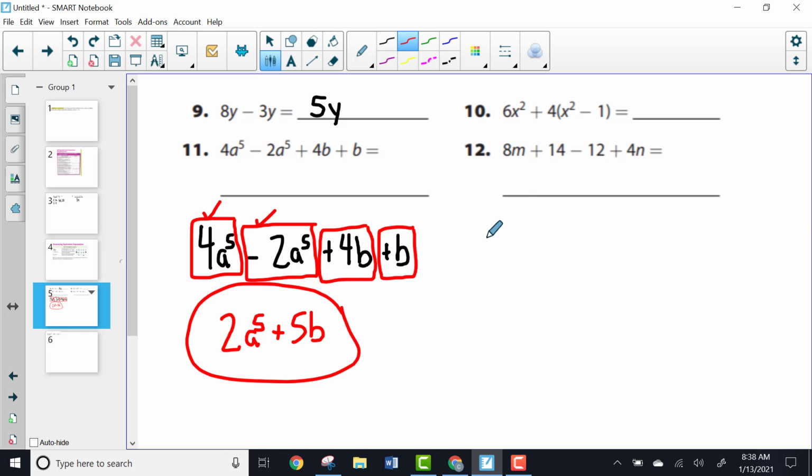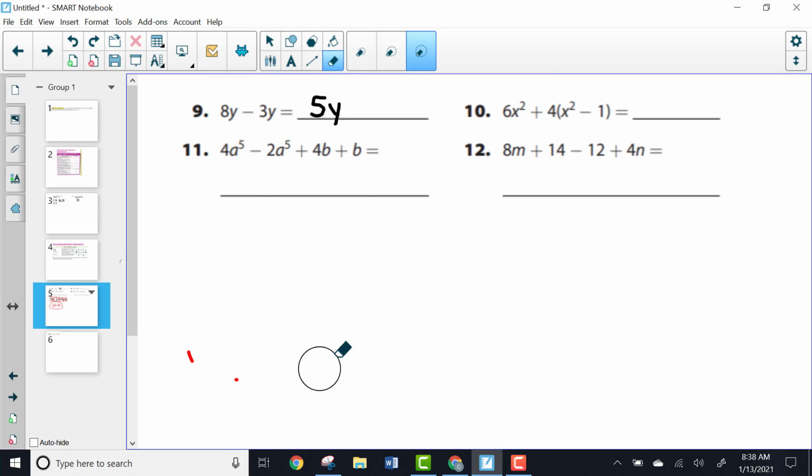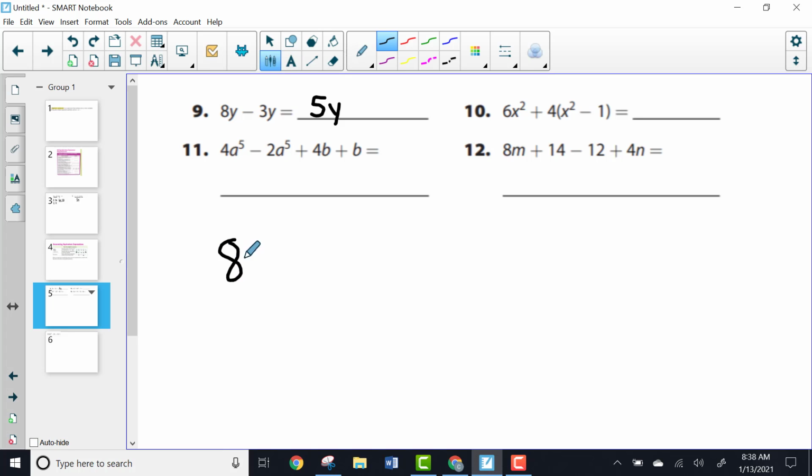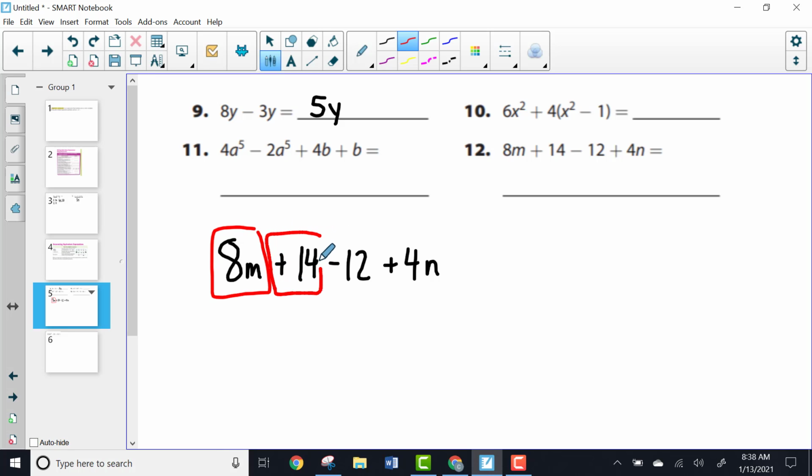Let's take a look at number 12. First of all, we're going to write it out. I'm going to erase this. So we have 8m plus 14 minus 12 plus 4n. Okay, we've written everything out. Now it's time to box everything in. This helps us separate our terms so we can see it a lot easier.